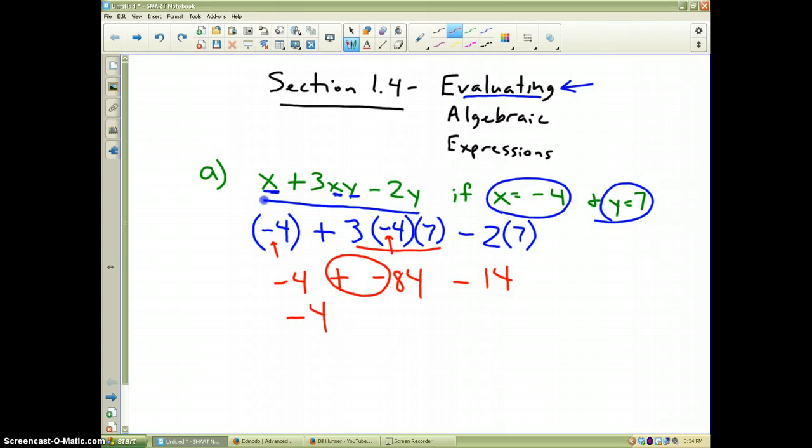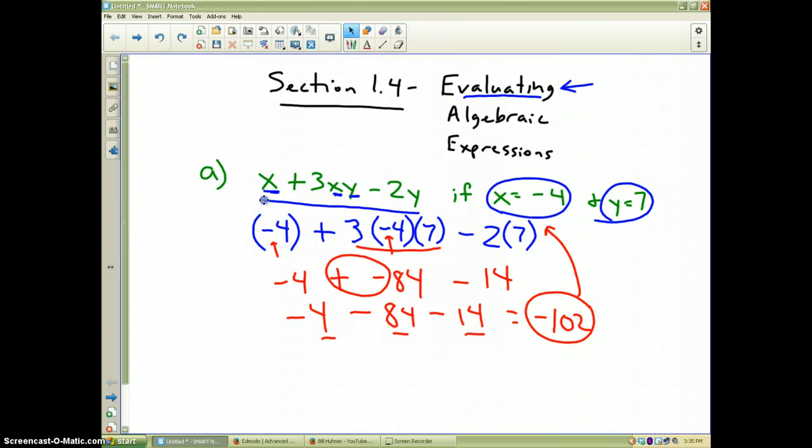So this problem becomes -4 minus 84 minus 14. Very simply, since they're all negative numbers, I put them all together. -4 minus 84 is -88, and another 14 makes -102, which is the answer to my algebraic expression that I began with. Now it's your turn.